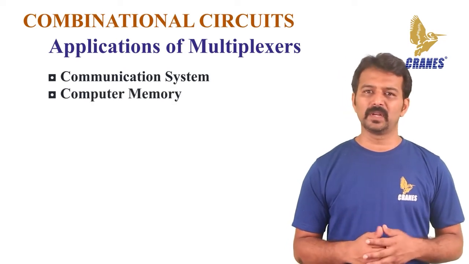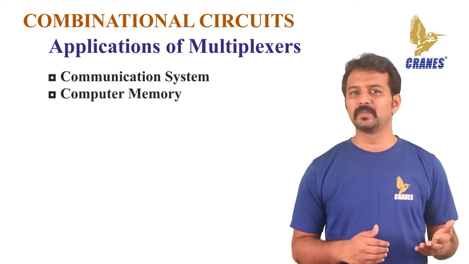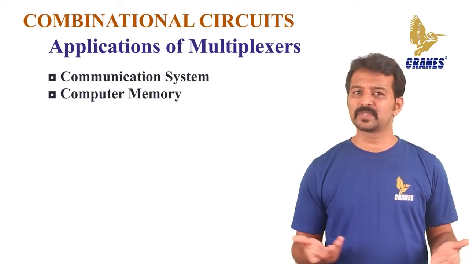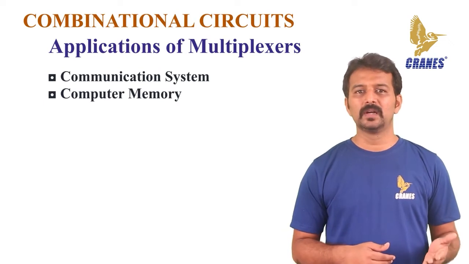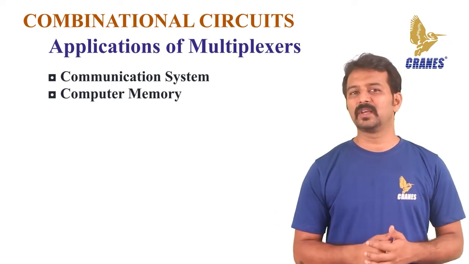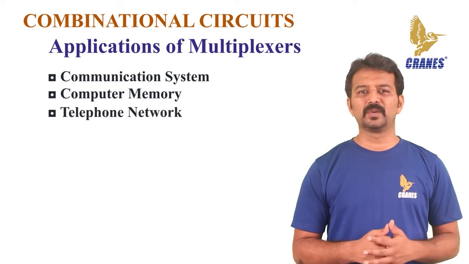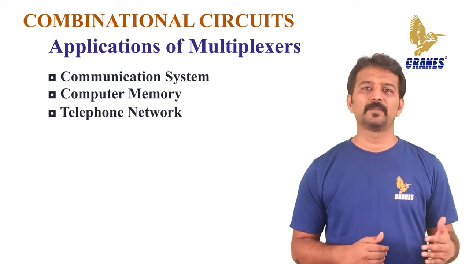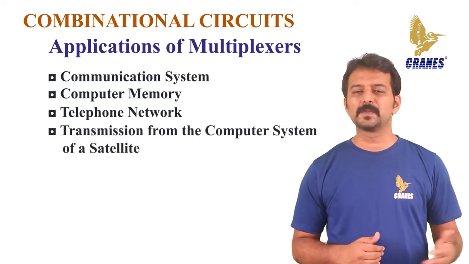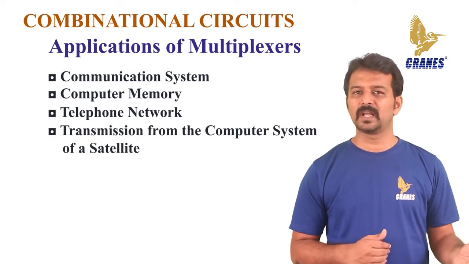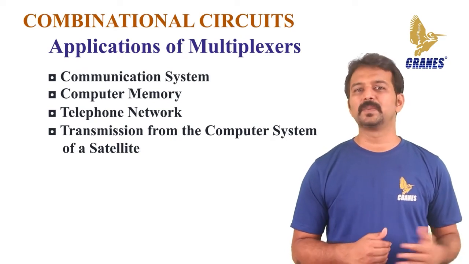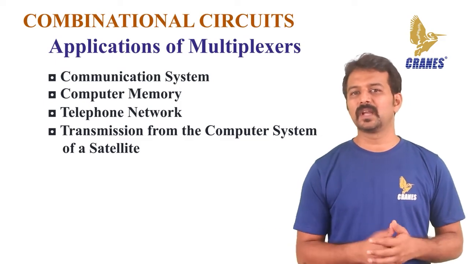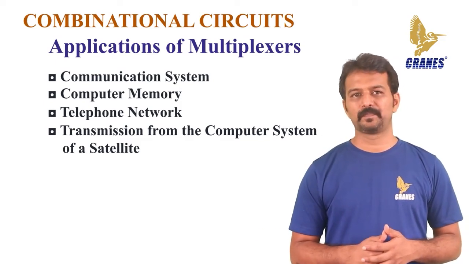When it comes to computer memory, multiplexers can be used to maintain a huge amount of memory in the computers and also to reduce the number of copper lines required to connect the memory to the other parts of the computer. In telephone networks, multiple audio signals are integrated on a single line of transmission with the help of a multiplexer. In satellite transmission, a multiplexer is used to transmit the data signals from the computer system of a spacecraft or a satellite to the ground station by using a GSM satellite.